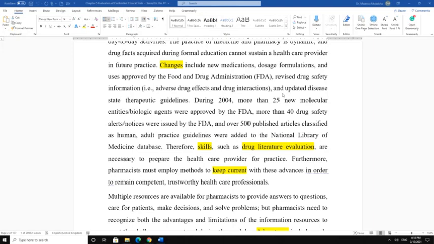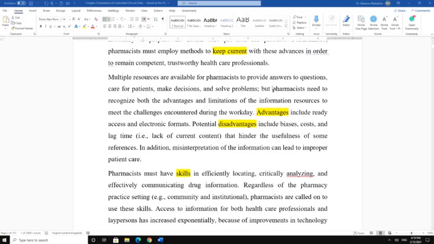But anything that is published in the literature should not be taken as it is. You should be able to evaluate such information before you can say, okay, I can apply this information.